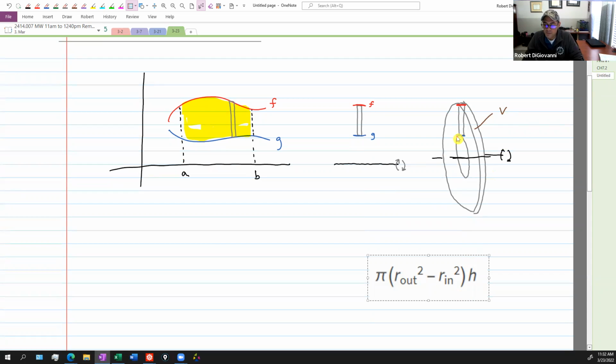the volume of this piece should be pi times the outer radius squared minus the inner radius squared times h. Well, what's the outer radius for us? That's just going to be f. It should be the f function. Isn't that the distance from here to the axis of rotation? From there to there, that's our f of x function. And that is the r out, right? And then the r in would be the g function, right?